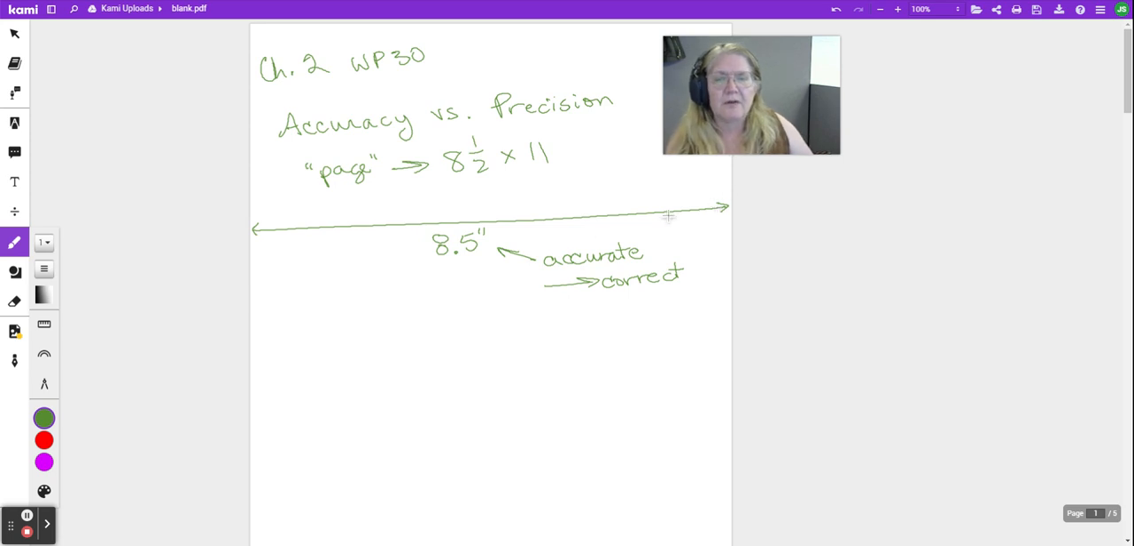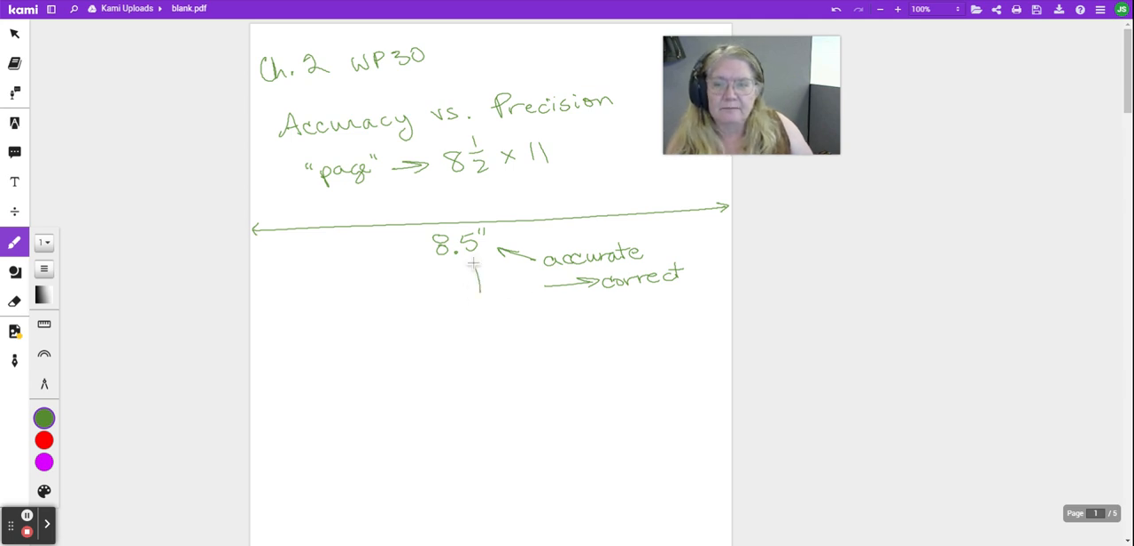If I asked you to talk about the accuracy of a measurement, the only way you can do that is if you know the true value of it. If I say, hey, I just measured the table in our office and I got 3.1 meters, was I accurate? You can't know that unless I give you the true measure of that.